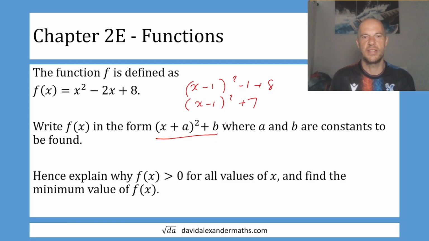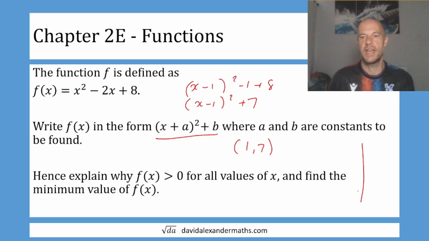Okay, so that is in the form of (x plus a) squared plus b, where a is -1. Even though it says plus a, quite often it could be negative, so don't worry about that. And b is +7. So why is this function greater than 0 for all values of x? Okay, well, let's think about the turning point. The turning point would be (1, 7).